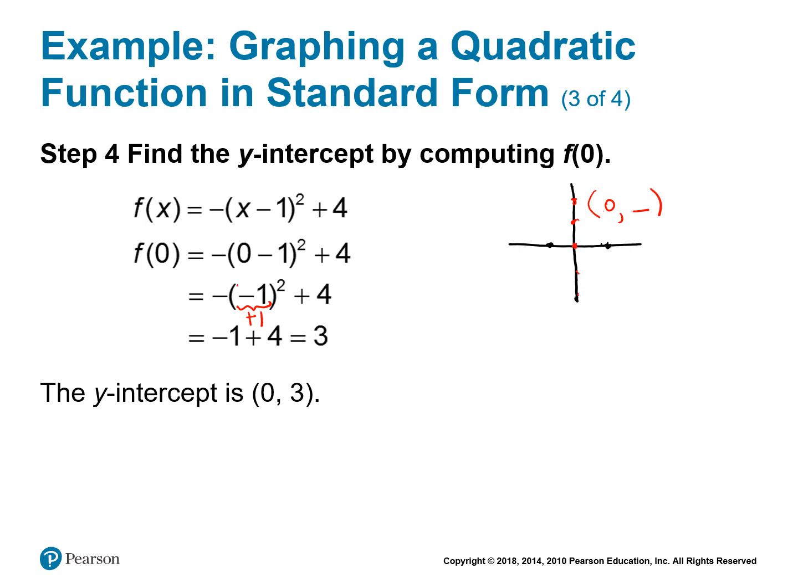Always when you square a negative number, you get a positive number. A negative number squared is always positive. Then minus times +1 is -1. So that's how they got -1 plus 4. So 4 minus 1 is 3. So the y-intercept is at 0, 3. Next slide we will go into plotting the actual graph.